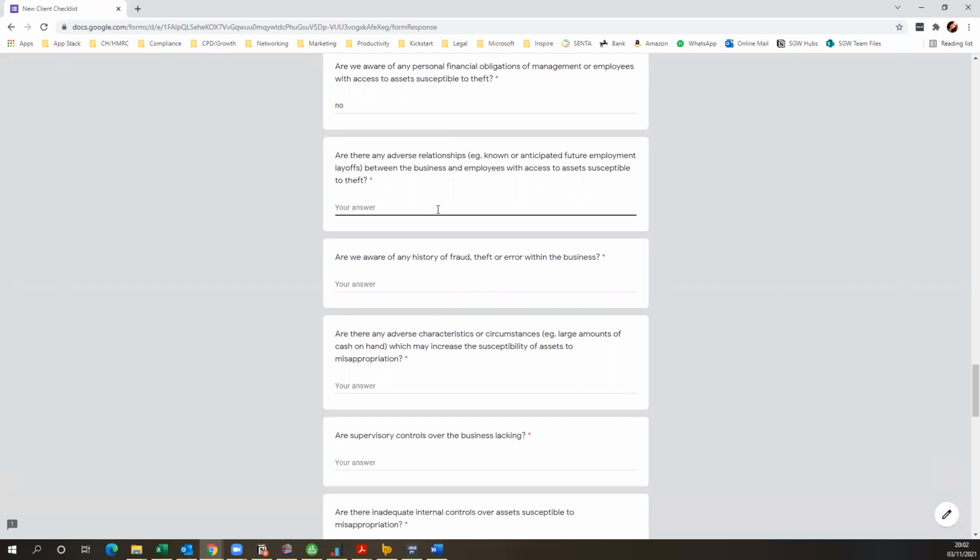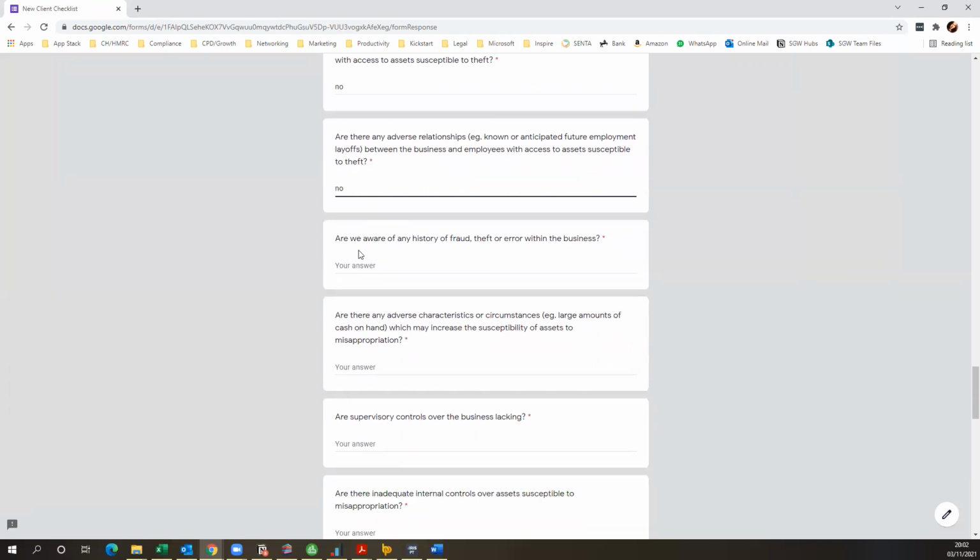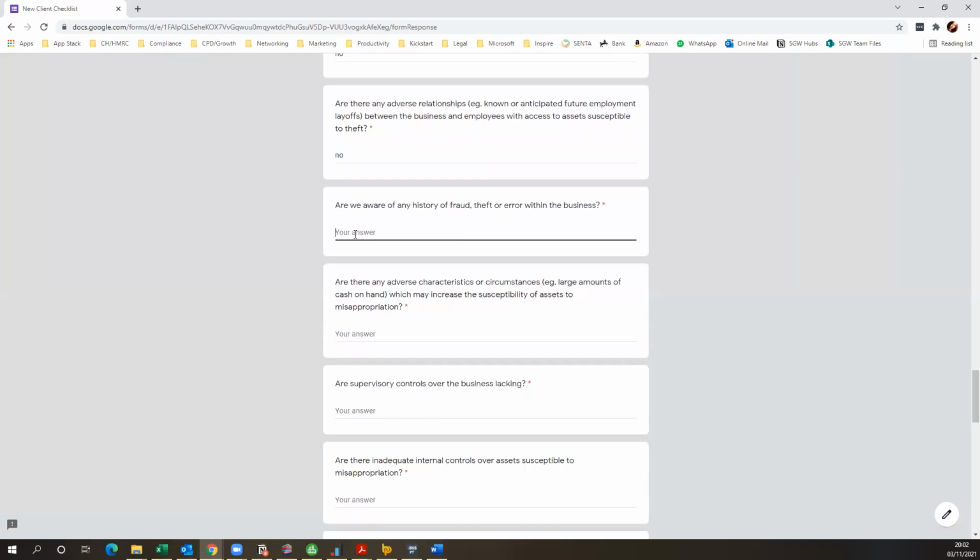Are there any adverse relationships, e.g. known or anticipated future employment layoffs between the business and the employees with access to assets susceptible to theft? So again, that's about the personal financial obligations. This is about any adverse relationships. Do the employees or the management of the client have a negative relationship with the business? So anything that you've seen or heard that might indicate that.